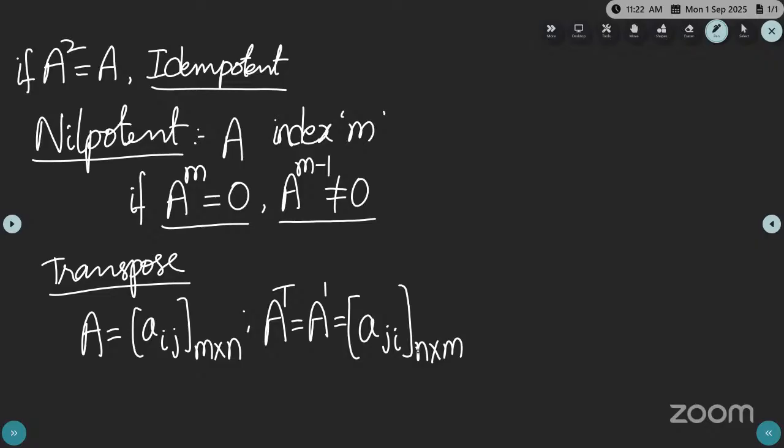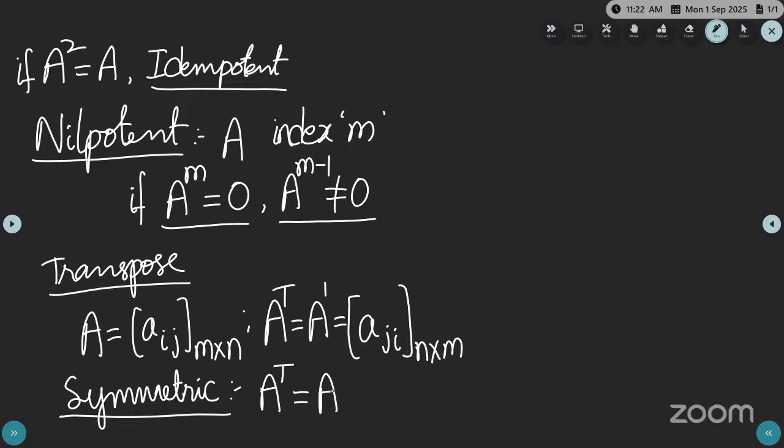Next, symmetric matrix. A square matrix capital A is said to be symmetric if A transpose equals A.